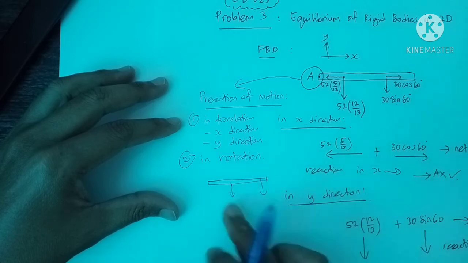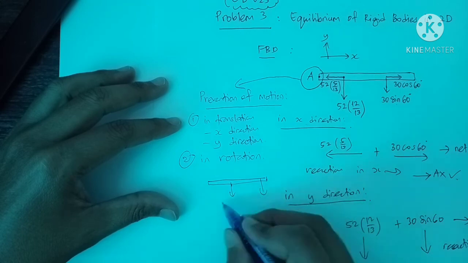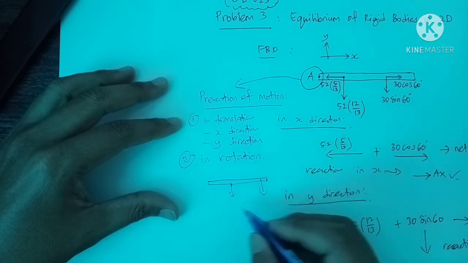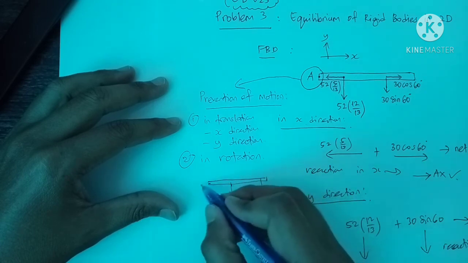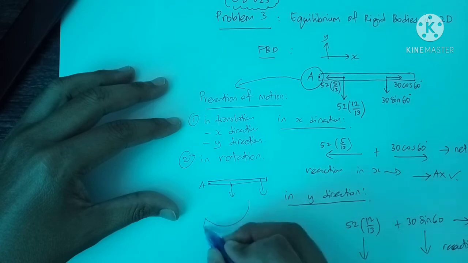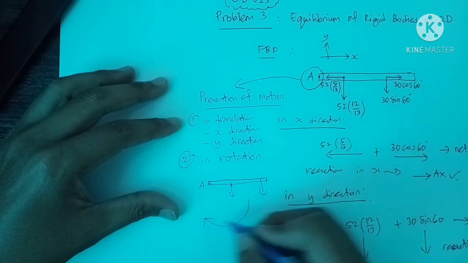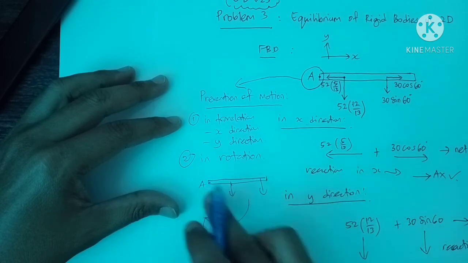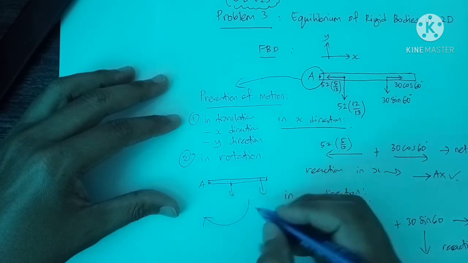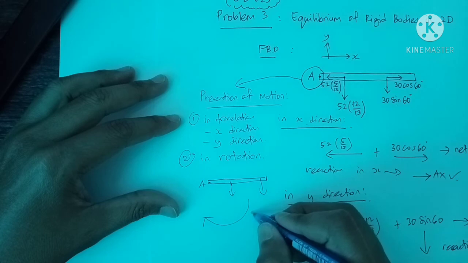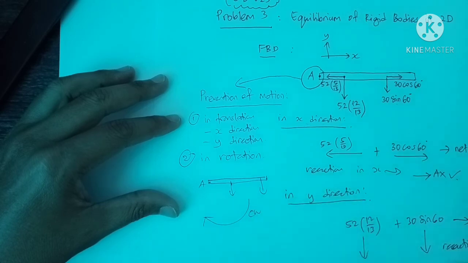We have these two action forces, both with the same direction, and both will produce moment at point A in this direction. The moment will be produced by the two action forces here, with the direction of clockwise.